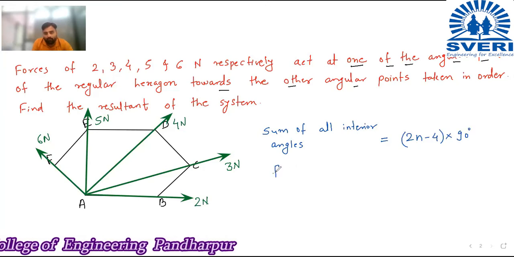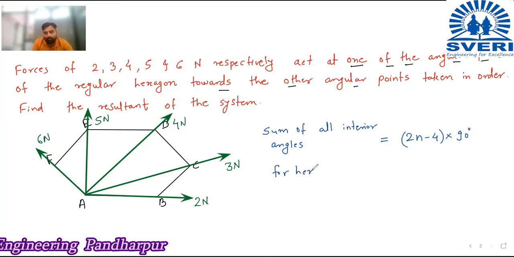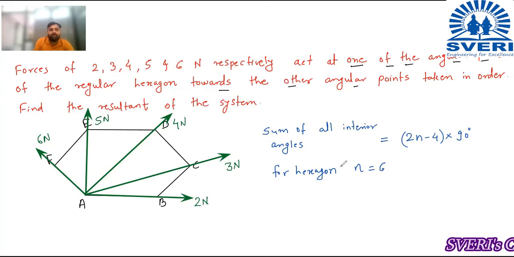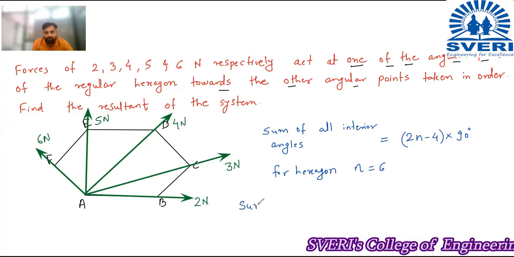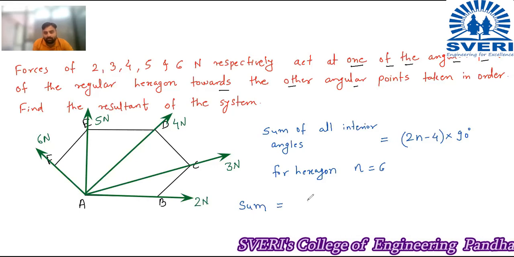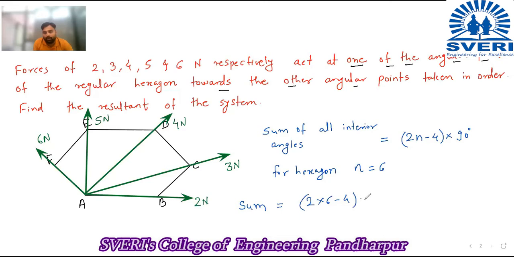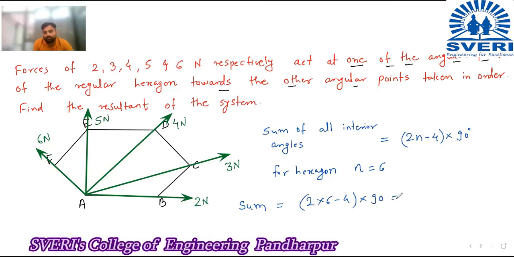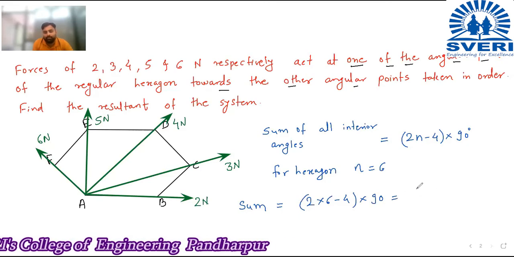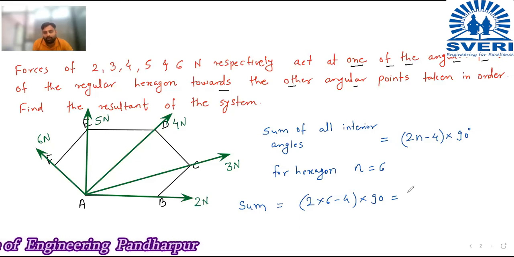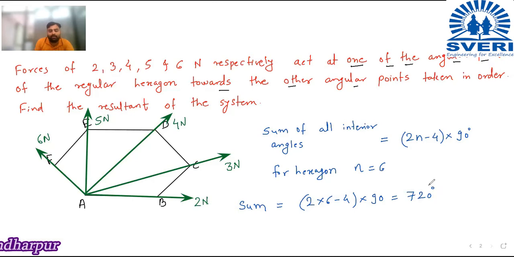So here I will write for hexagon, n is equal to 6. Number of sides, how many sides are there? 6 sides are there. Okay, so the sum is equal to 2 into 6 minus 4, into 90, which is equal to 12 minus 4, 8, so 720 degree. Okay, 720 degree.